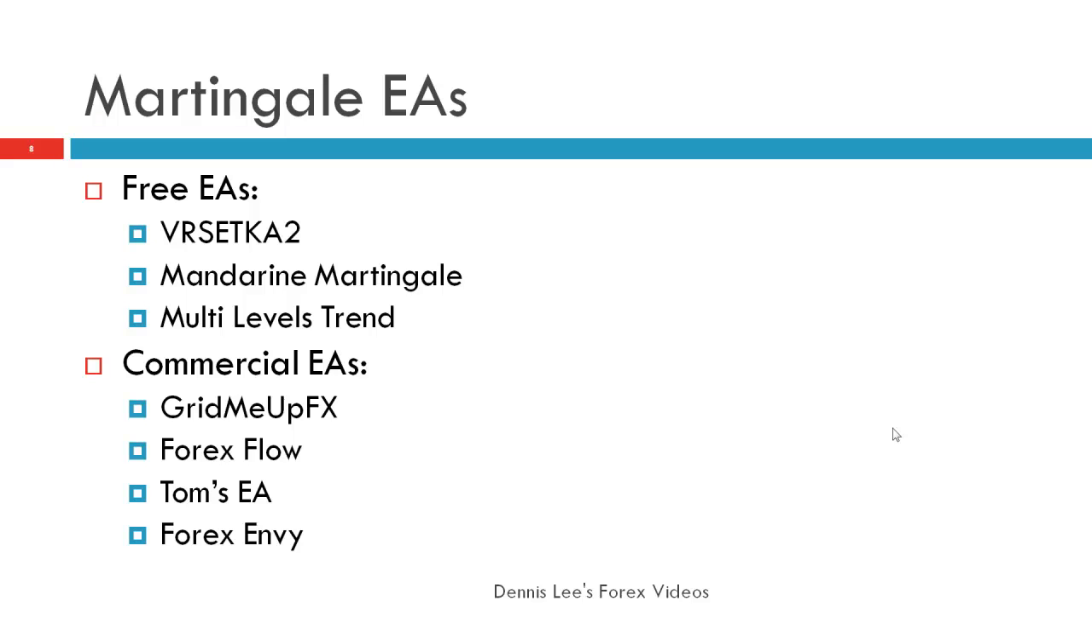And we also have EAs that have a recovery mode, and basically the recovery mode acts as a martingale, such that if the EA goes into a drawdown, the recovery mode will then increase the lot size to recover the initial trade. So there are robots that are not martingale in particular, but they have a recovery option, which has a similar characteristic to a martingale.